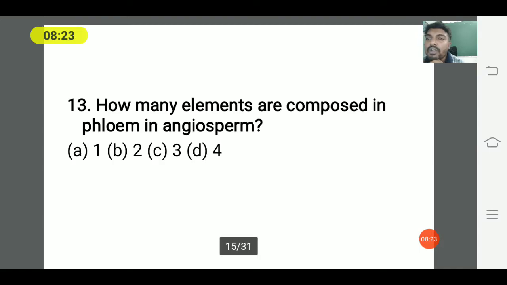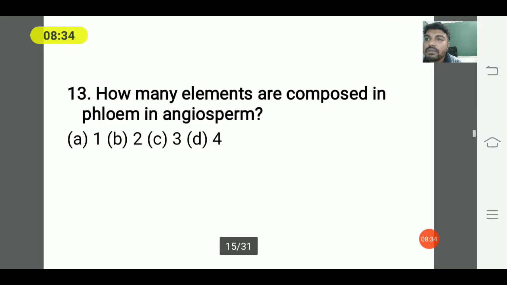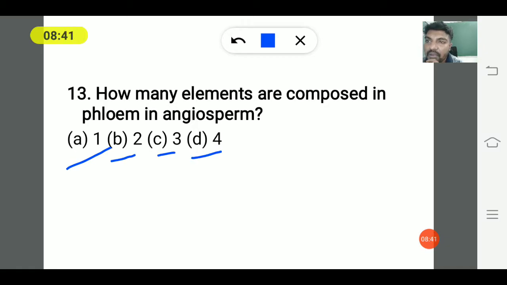Next, 13th question. How many elements are composed in the phloem of angiosperms? Let's see the options: option A 1, option B 2, option C 3, option D 4. So option D is the right answer, because phloem consists of sieve-tube elements, companion cells, phloem parenchyma and phloem fibers. These are the 4 different types of cells present in phloem.